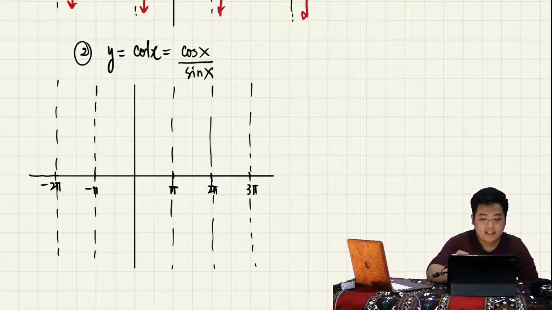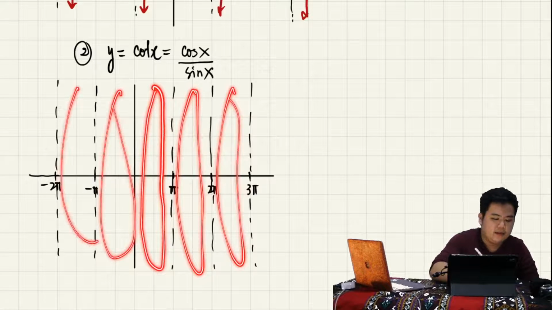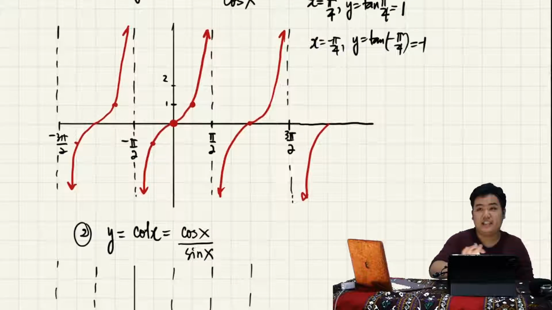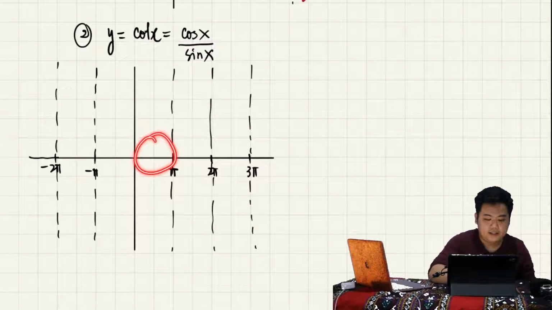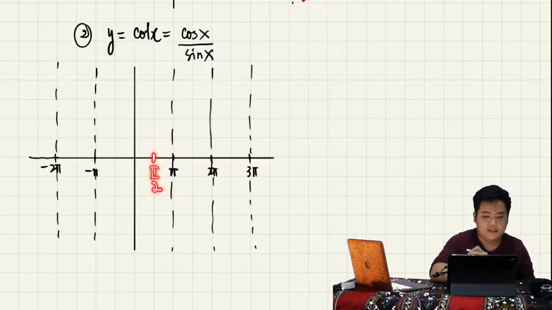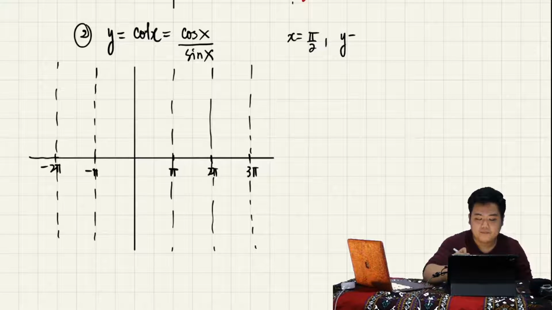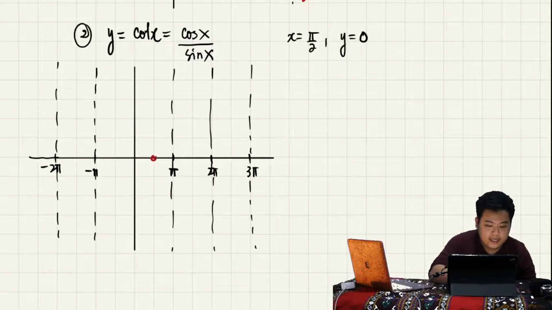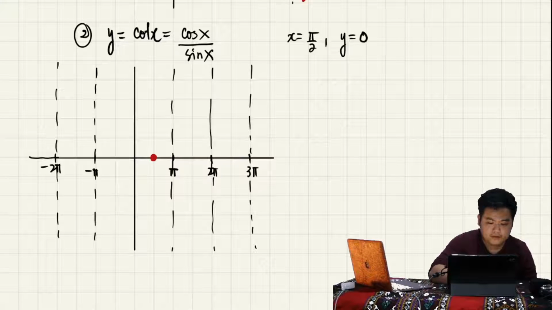Mangyayari ngayon, yung graph sa portion na to, lahat yung mga binilugan ko, magkakamukha lang din yung itsura ng graph niya. Medyo hawig nung sa tangent. Same technique lang din yung gagawin natin. Kuha tayo ng point dito. Parang maganda itong pi over 2. When x is pi over 2, our y is cosine pi over 2, which is 0, over sine pi over 2, which is 1. So, this is 0. So, we have this point.